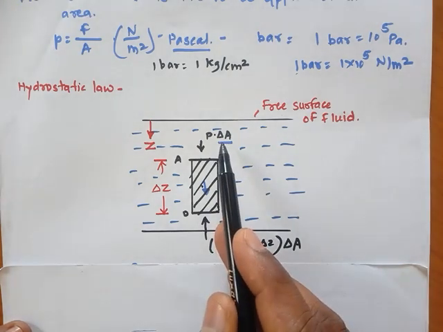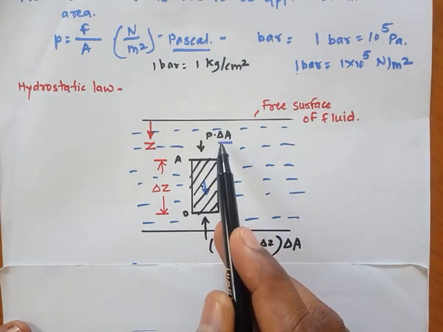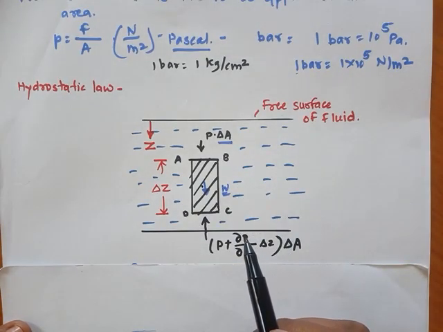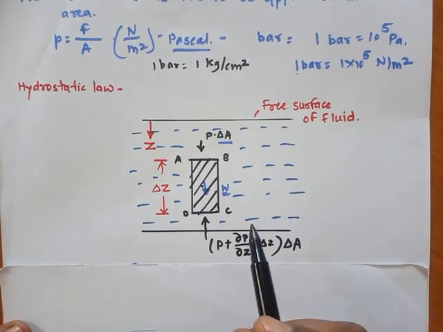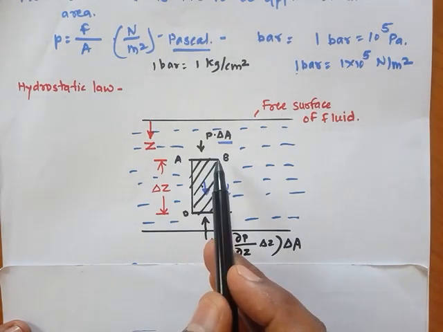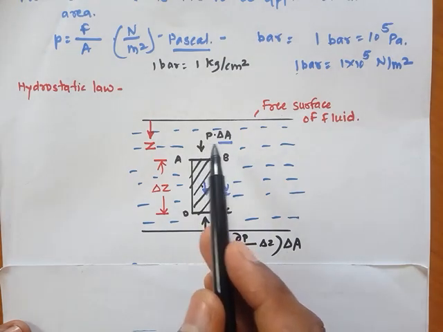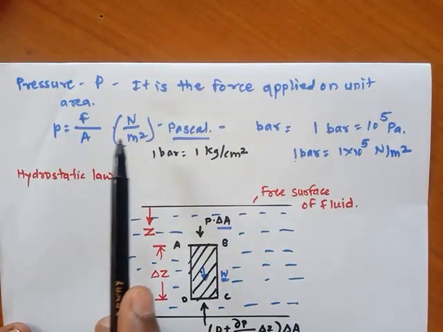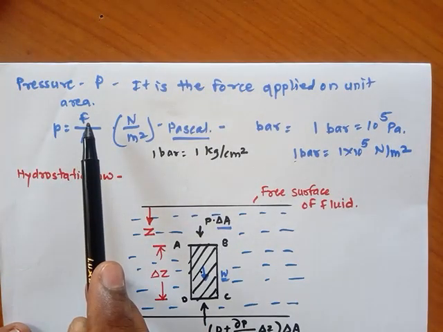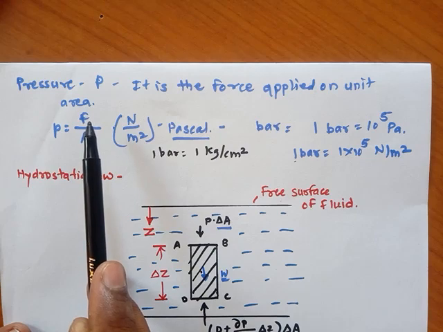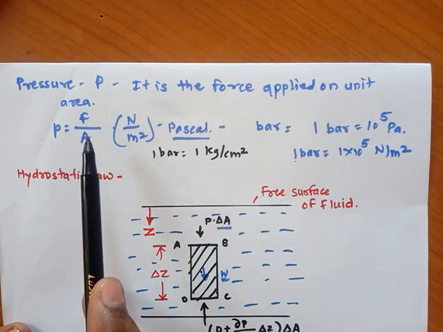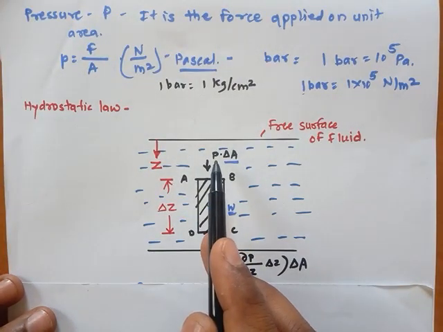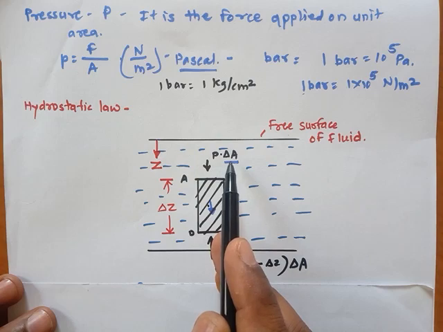It has a cross-sectional area delta A. Now we will see there are some forces applied on the fluid element. At the top face AB, some pressure force is applied, denoted by pressure multiplied with delta A, because if we solve the formula for force, then force is equal to pressure multiplied with area. So the force applied on the top side is pressure multiplied with the cross-sectional area of the fluid element.